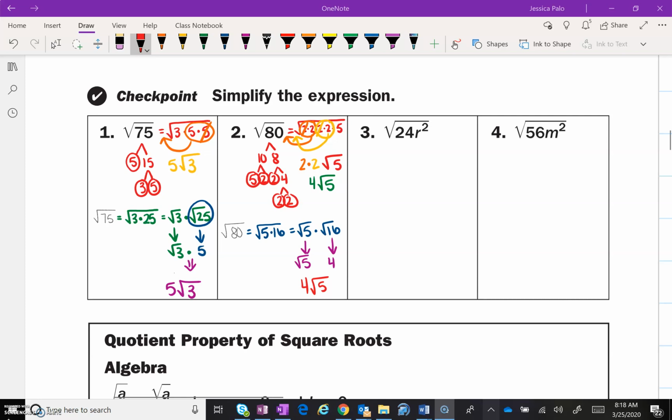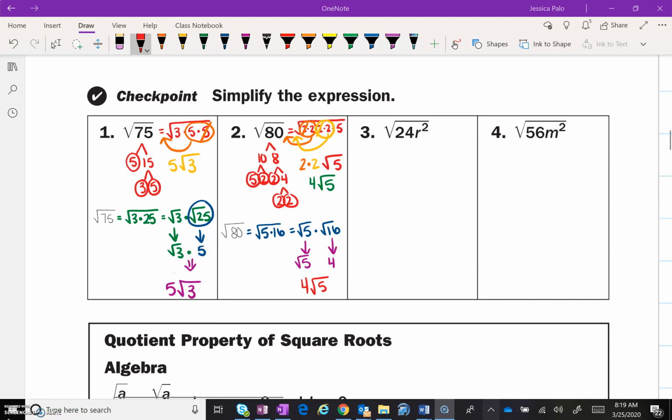times 2 times 5. There are 2 pairs of 2's, so circle the first pair, take 1 out. Circle the second pair, take 1 out. That leaves you 2 2's outside the radical, and inside the radical is a 5. 2 times 2 equals 4. The final answer is 4 radical 5.